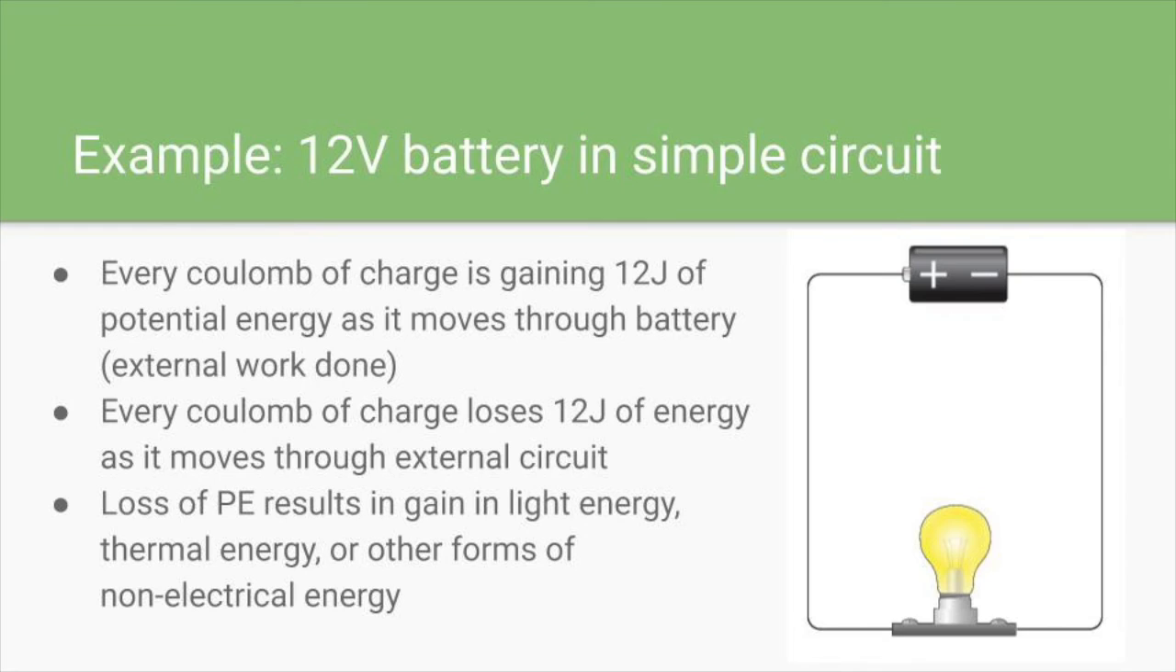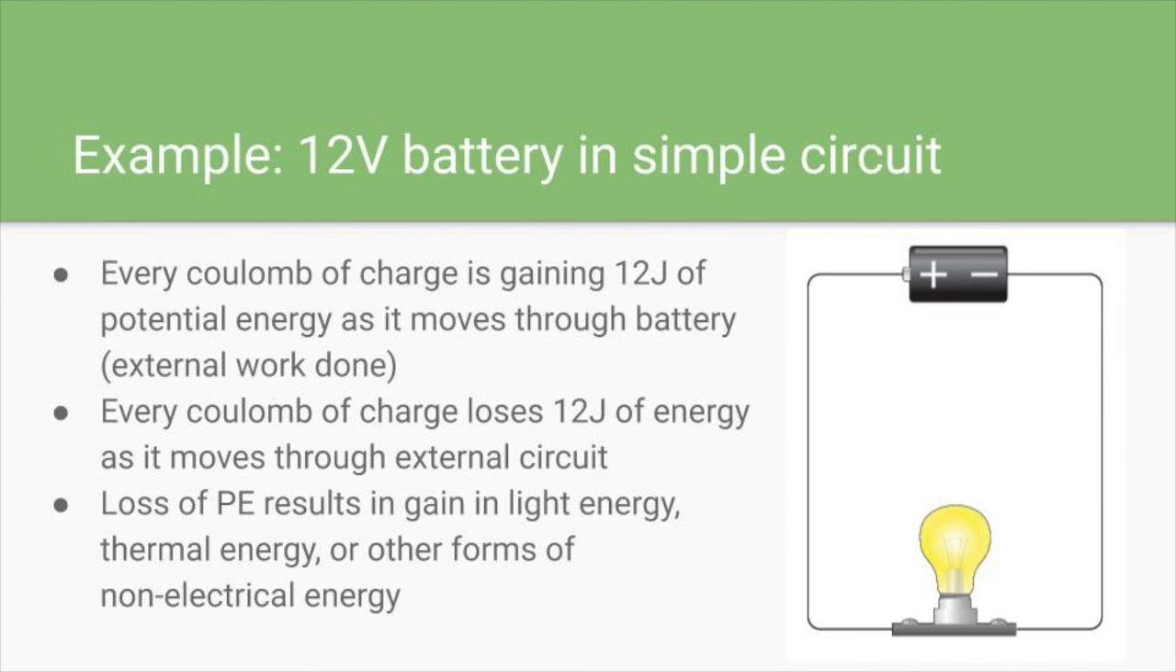I'm actually going to use a specific example to make this point a little more clear. Let's say that we have a simple circuit, and in that circuit we have a light bulb and a battery that has a voltage of 12 volts. So we have a 12-volt battery. This means that every coulomb of charge is gaining 12 joules of potential energy as it moves through the battery.